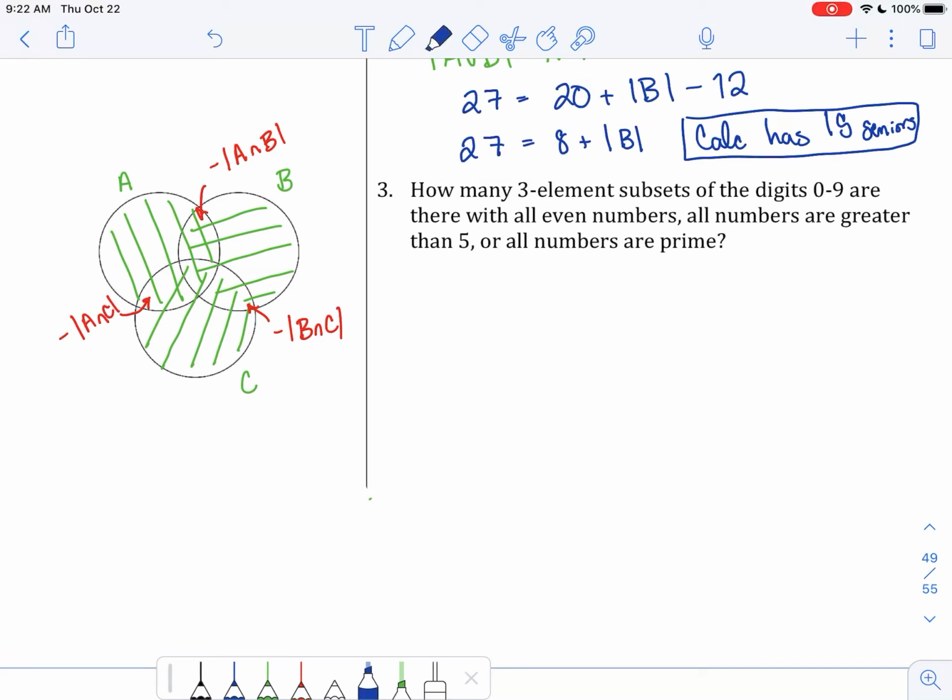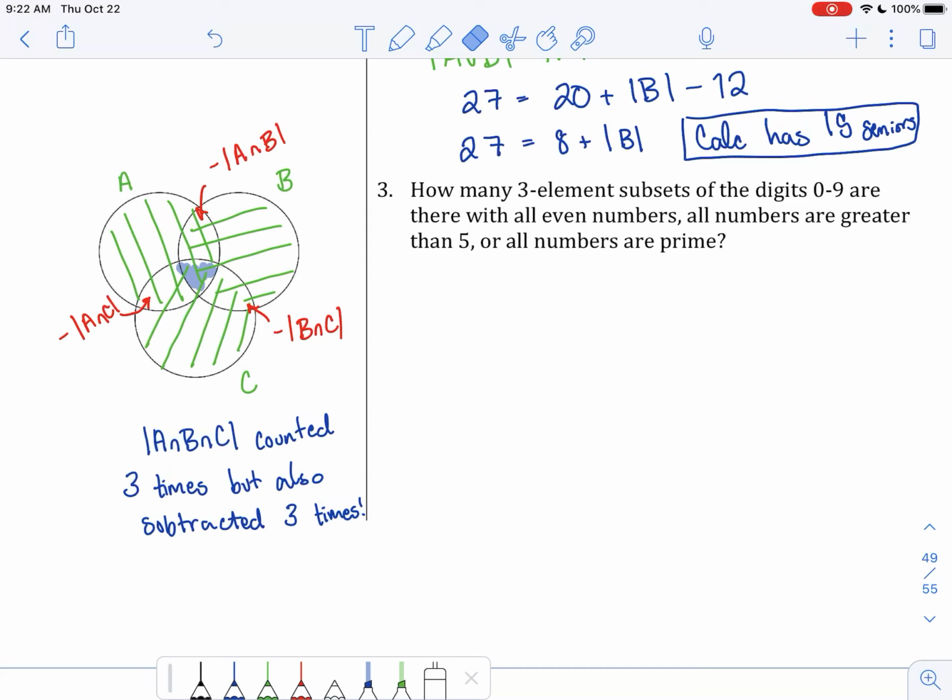But now I want us to think about this centerpiece here. If you notice here, it's being crossed by the lines in A, C, and B. So it's counted 3 times. However, it was also subtracted 3 times because it's in all of these 3 intersections. So subtracted once, twice, 3 times. So since we now are missing this section in our formula, we have to add that back in.